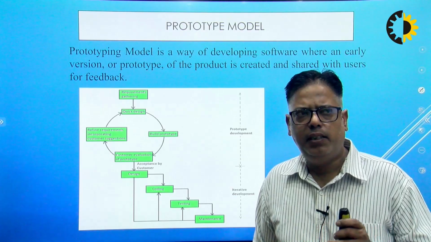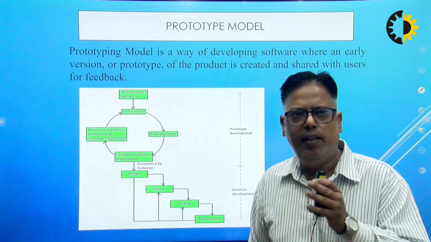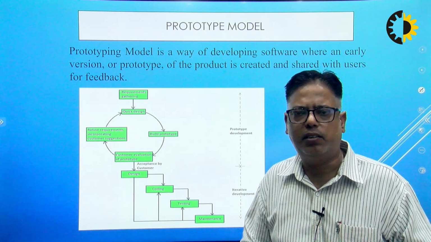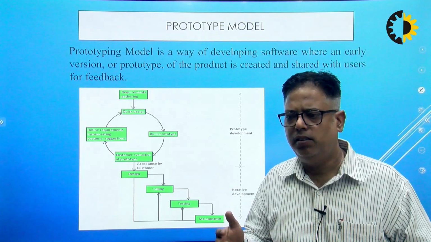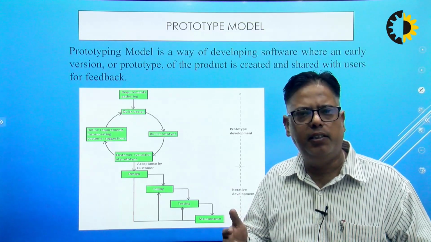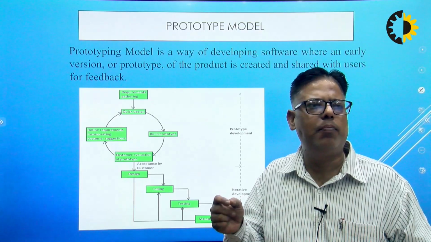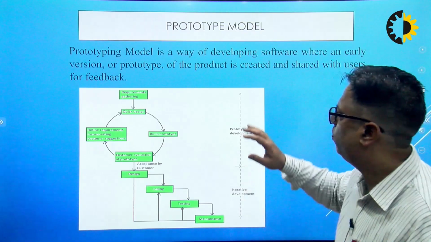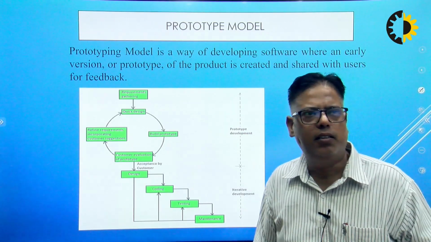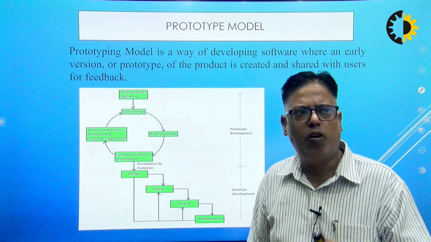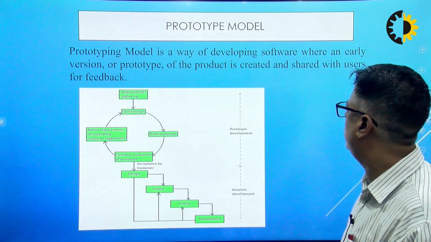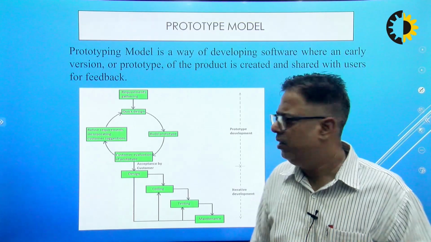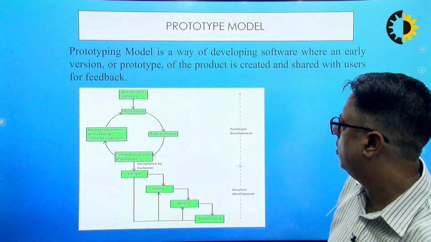The prototype model is a way of developing software where an early version or prototype of the product is created. If the customer needs a software development in early phases, we use the prototype model for developing the prototype for customer satisfaction. The prototype is created and shared with users for customer feedback. So this is the basic architecture of the prototype model.